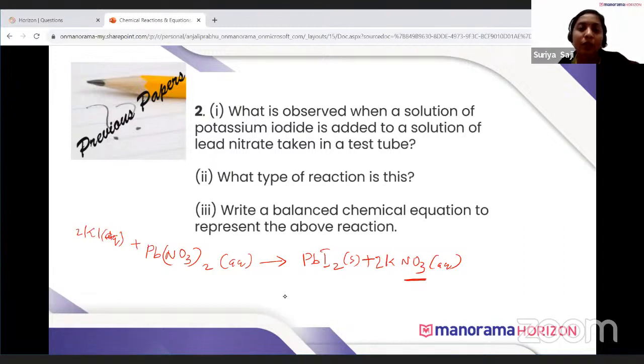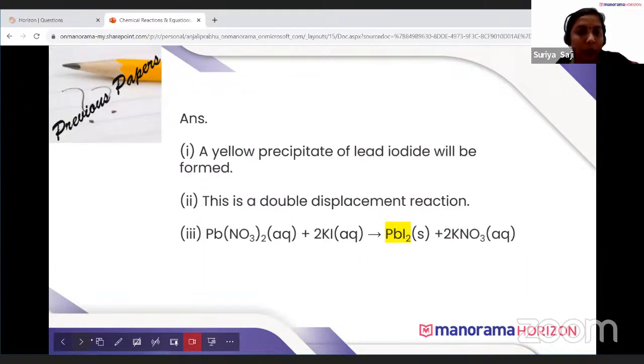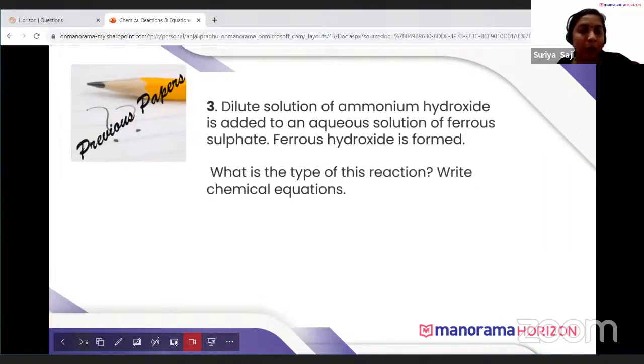So what type of reaction is it? It is a double displacement reaction. It's a double displacement reaction. Okay. So PbI2 is a yellow precipitate. Yellow precipitate of PbI2 is forming.